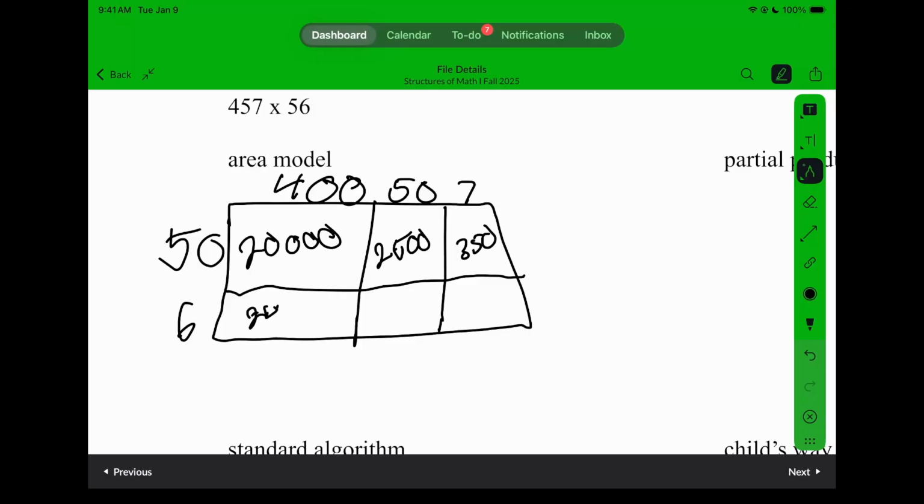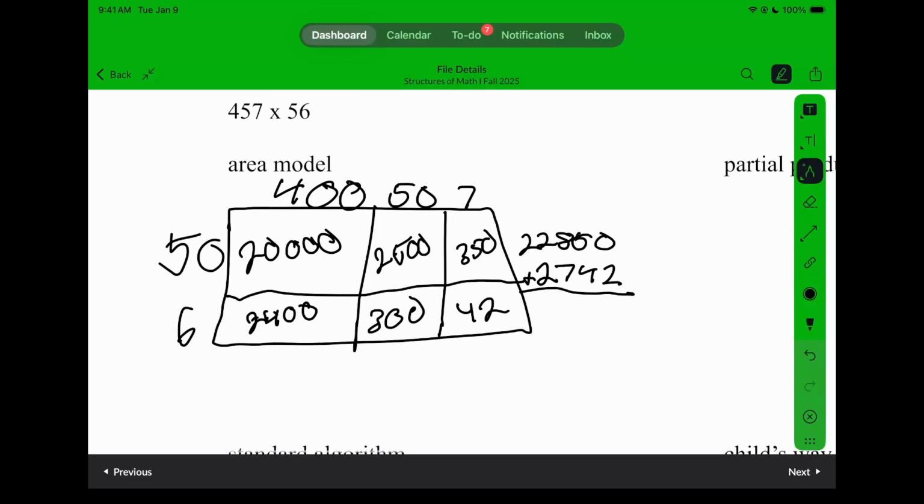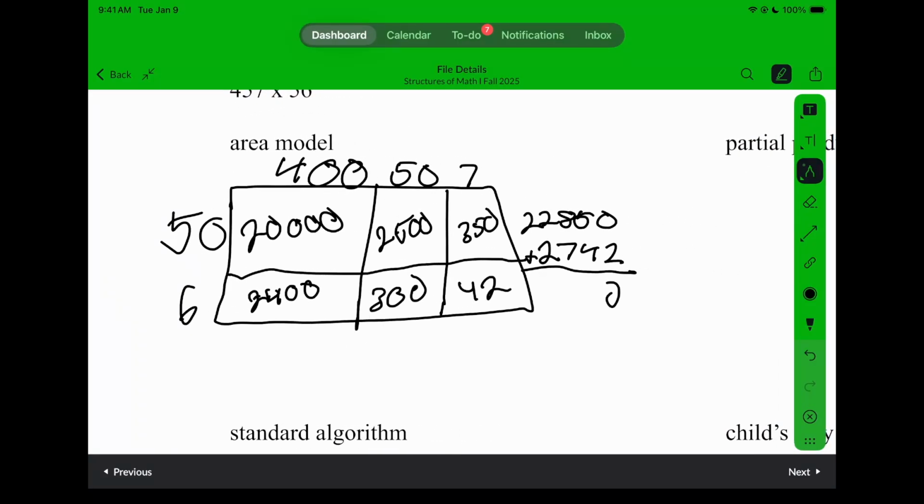400 times 6. 50 times 6. And 7 times 6. Then you add across. So you're going to have 22,850 and 2,742. Add these up. That's a 2, 9, 15, 5, and 2. So your answer is 25,592.